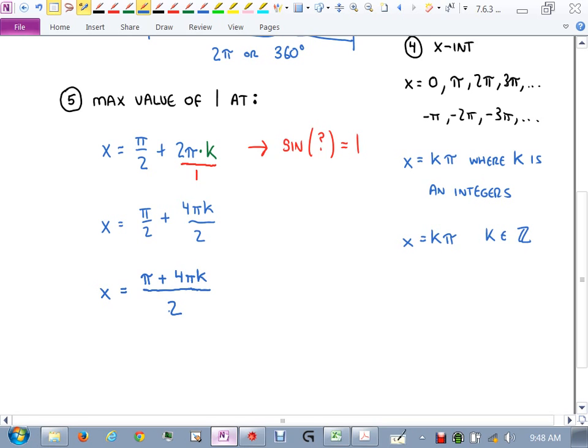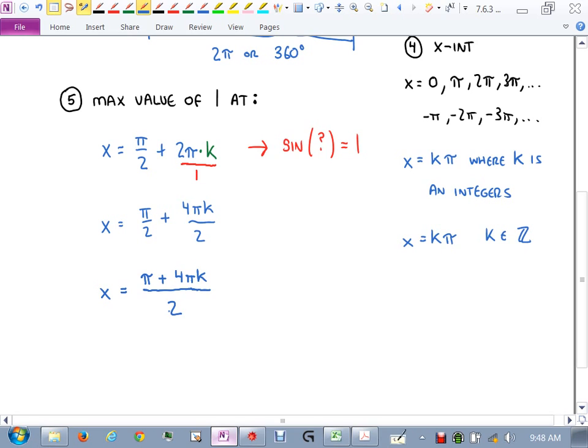You cannot put pi plus 4 pi k together, right? They are not like terms, right? These are not like terms. You can't make this 5 pi k. This is pi plus 4 pi k, and you leave it. Now, why in the hell would I want to do that?